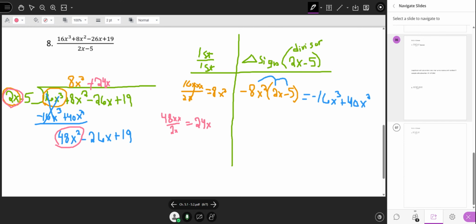We are so close to done with this one. So, change the sign of it. Times the divisor. Negative times negative.